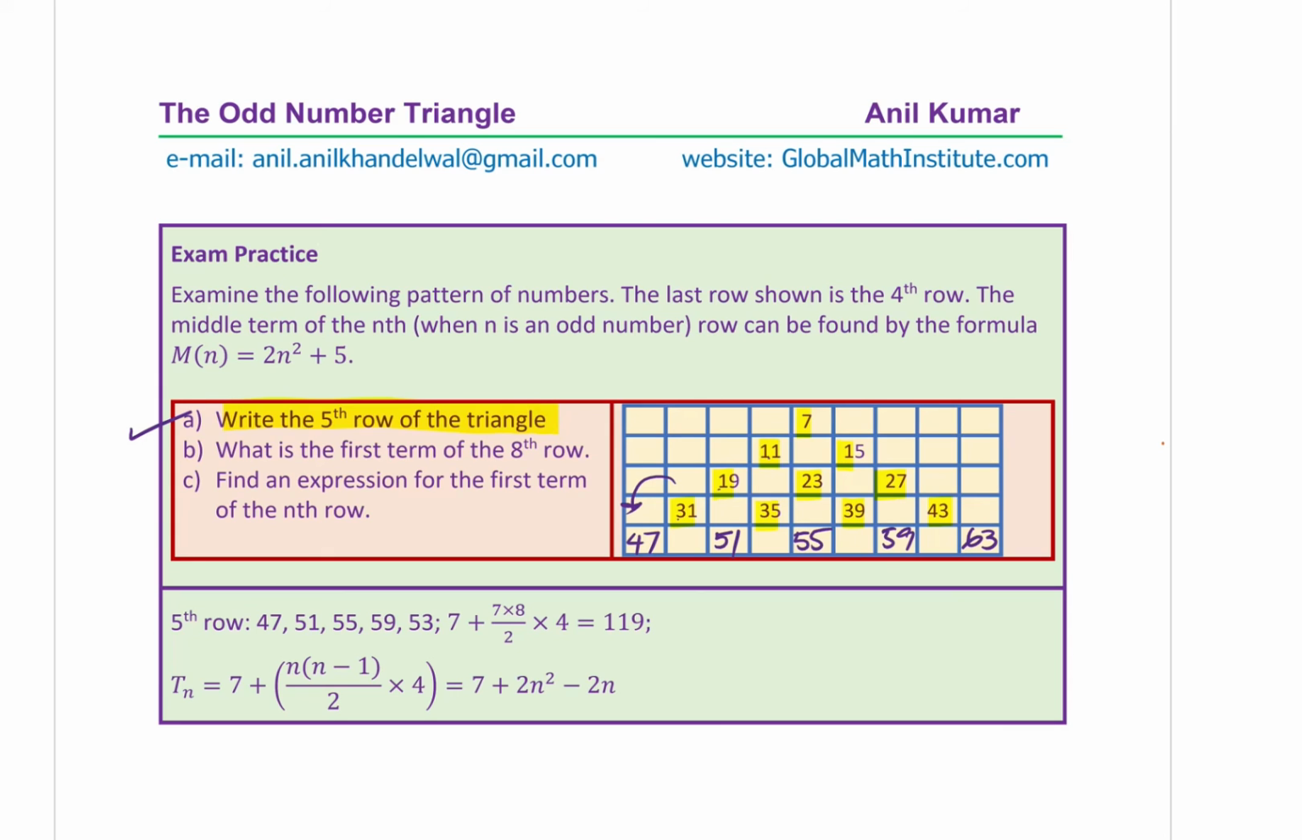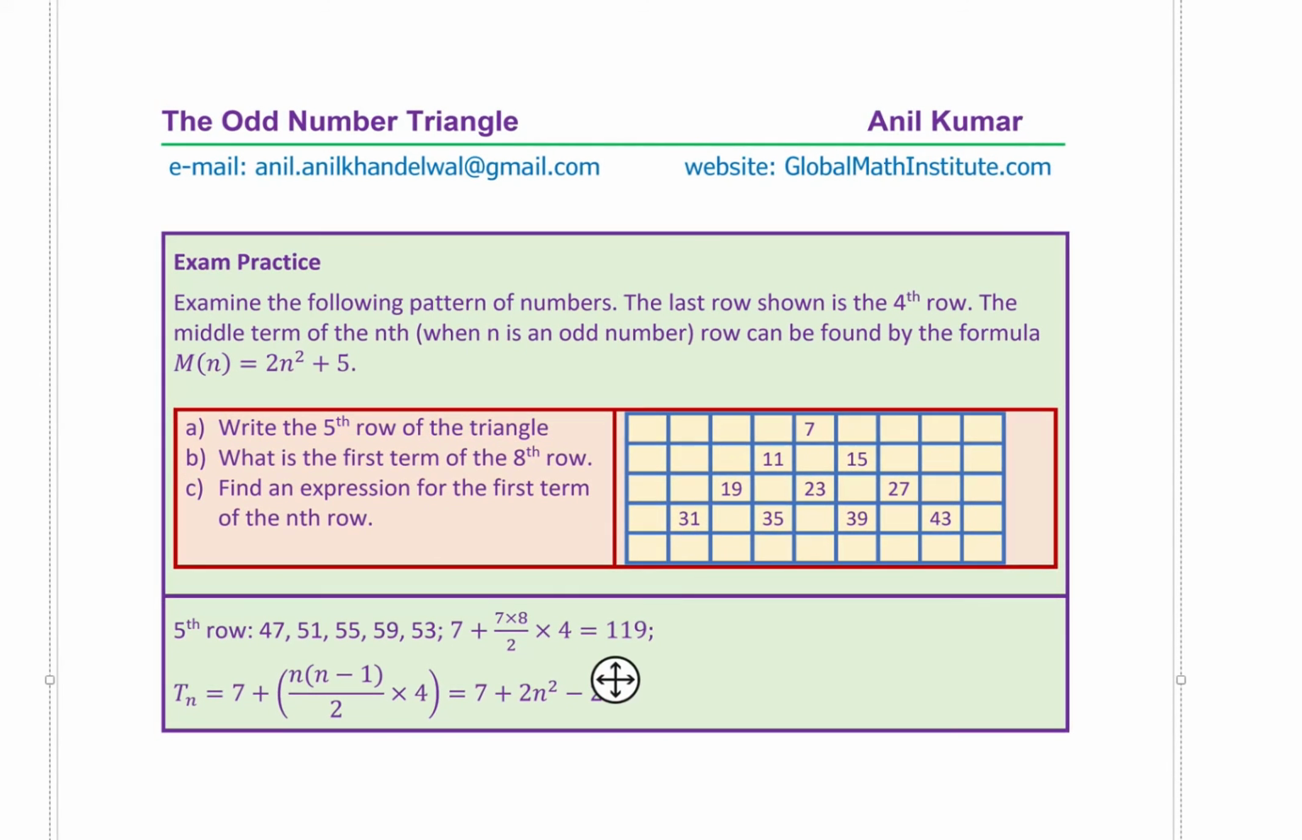Now let us try to answer part B, which is: what is the first term of the eighth row? So let's take it on a fresh page. Eighth row means this is the first row, which is 7, and let's look into this pattern. Now from 7, it goes added by 4, correct? You get 11.